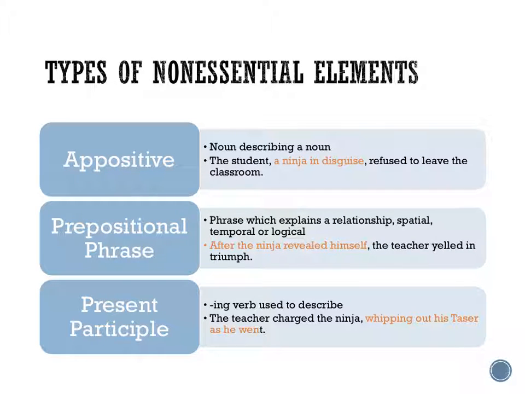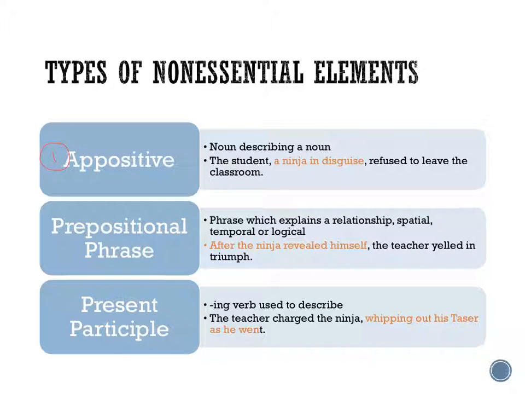Now, there are plenty of different types of non-essential elements. We are only going to look at 3 of those types, and so long as you get the rule of comma use down, you'll be able to handle any of the other types that you encounter on such things as the SAT or any future writing that you might do. And a positive is the first type we'll talk about.